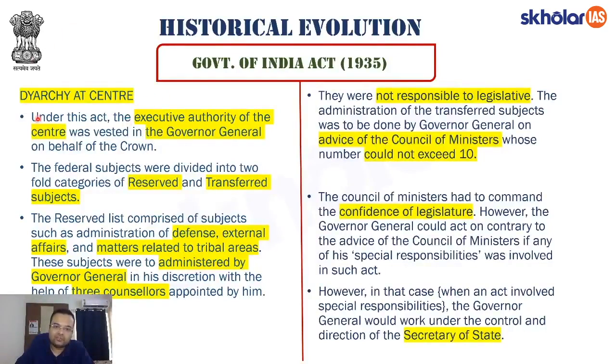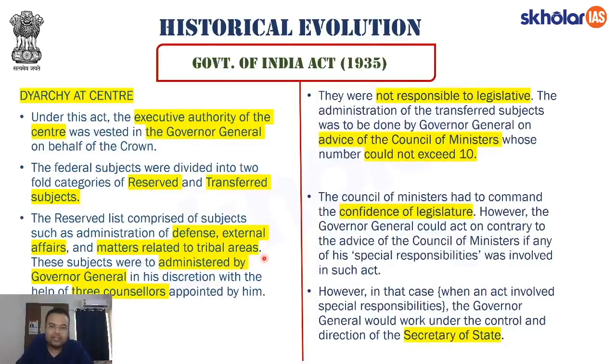This diarchy for the first time was introduced at the center in Government of India Act 1935. The reserved list comprised subjects such as administration of defense, external affairs, and matters related to tribal areas. So what all were the subjects included in the reserved list? The subjects were defense, external affairs. Defense pertains to defense of the country, it pertains to national security. External affairs, there could be some decisions, some diplomatic steps taken by British India with the princely states, or for that matter with other foreign countries. Those matters will also be kept under the reserved list, and matters related to tribal areas.